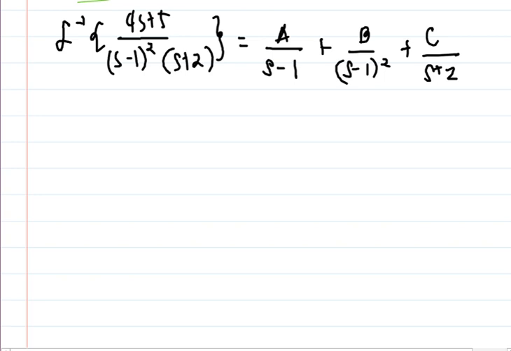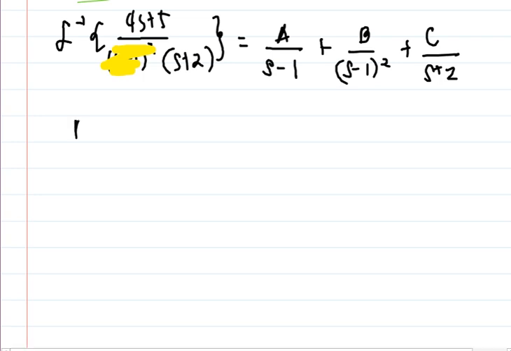For the process, you can choose either the conventional method or the cover-up method, since we have a repeated linear factor and another linear factor. We can use the cover-up method, but there is a twist in this process. Take note, if I cover the circled factor s minus 1 squared, because what I need to equate is the s minus 1 squared, then that is equal to B.